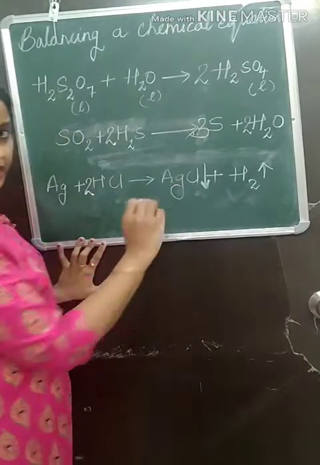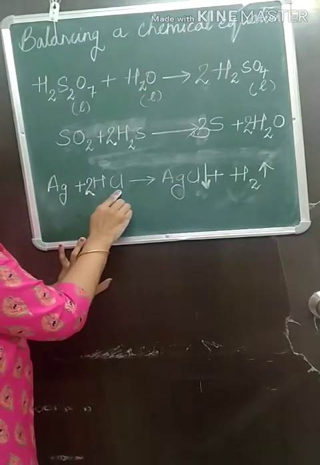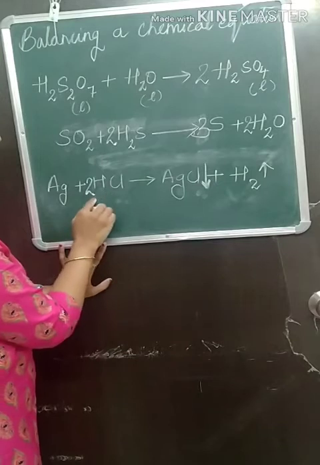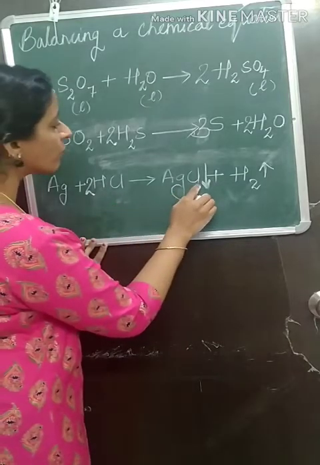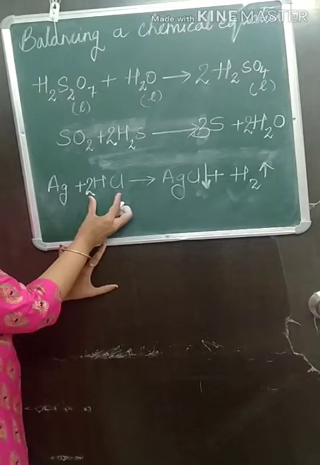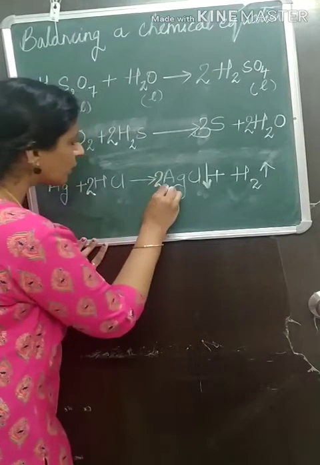Silver here is 1. Okay, happy. Non-metal, chlorine now here became 2, whereas here you have only 1. Cl became 2, no? So here you will have to put a 2.